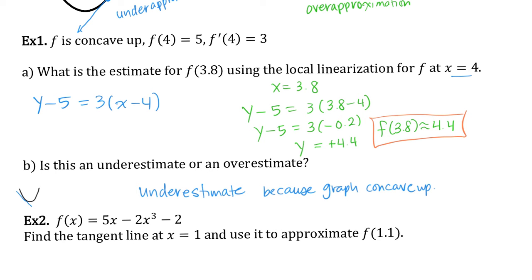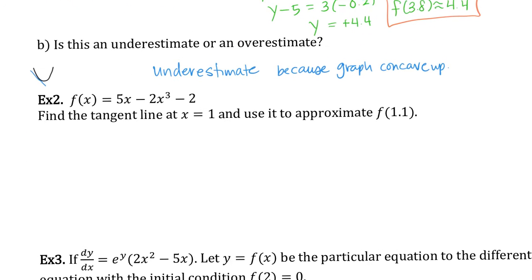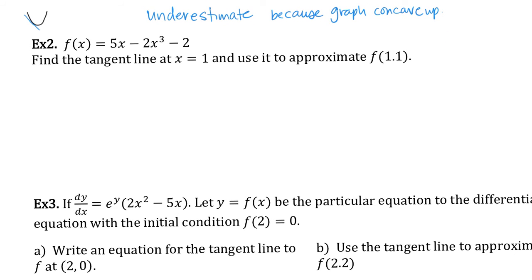Okay, let's go ahead and try another one. Example 2. We're given the function f of x equals 5x minus 2x to the third minus 2. We're going to find the tangent line at x equals 1 and use it to approximate f of 1.1. So I'm finding the tangent line at x equals 1. That's the first step. Do I have f of 1? No, I don't. Let me find f of 1. What is f of 1? 5 times 1 minus 2 times 1 to the third minus 2 is 1.